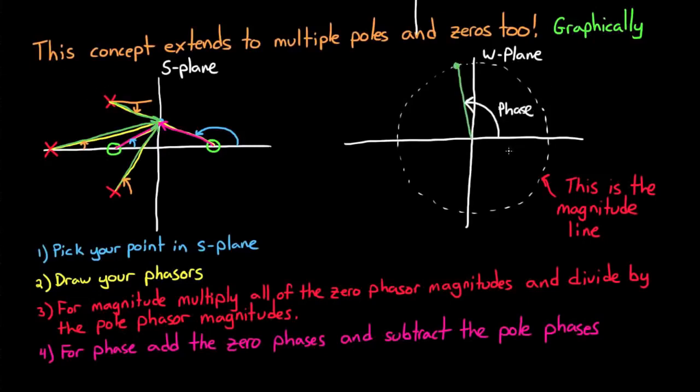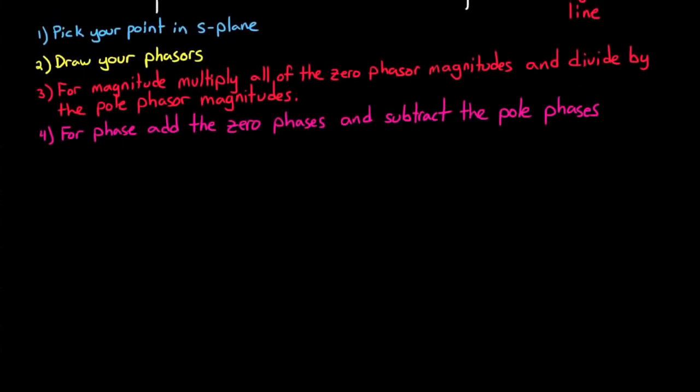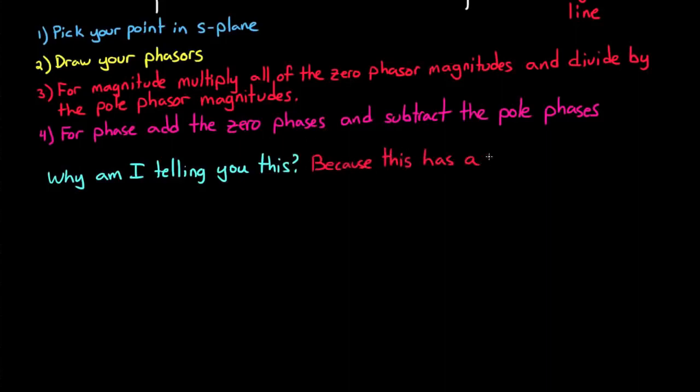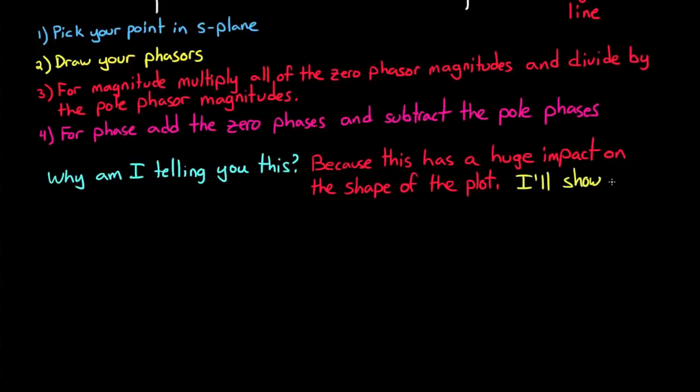So you might be wondering why I'm telling you all this. We aren't going to be doing this mapping graphically in general, since it's usually easier just to plug in the point and solve the equation. However, understanding what is happening in a graphical sense is going to help us interpret the plot later on. Let me show you what I mean using MATLAB again.